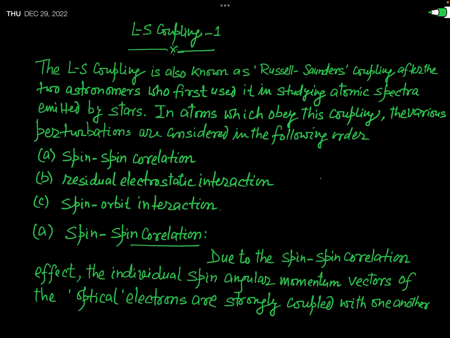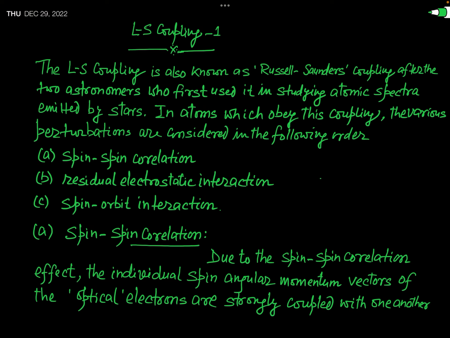The determination of spectroscopic terms is a very important concept of atomic physics. Particularly, this concept is needed in dealing with the atomic spectra. And in this regard, we have to discuss two types of problems.